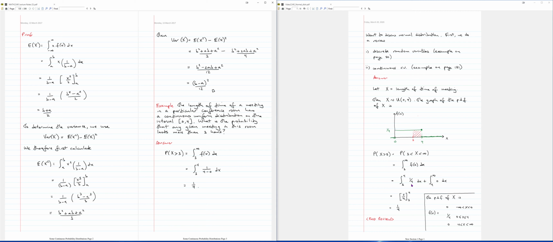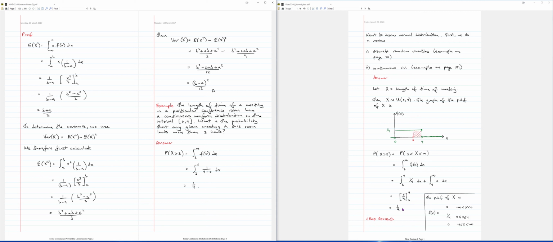Between 3 and 4, your PDF is equal to a quarter. You're seeing it over there in the graph. And then from 4 onward, it's equal to 0. So here you're integrating a quarter, here you're integrating 0. This over here will just drop off to 0, and all you need to do is integrate that. That is straightforward. You integrate a quarter with respect to x, you get x on 4. You put in your 4 and your 3 and you get the answer over here. So the probability x bigger than 3 is a quarter.